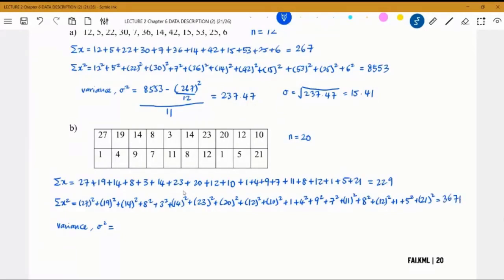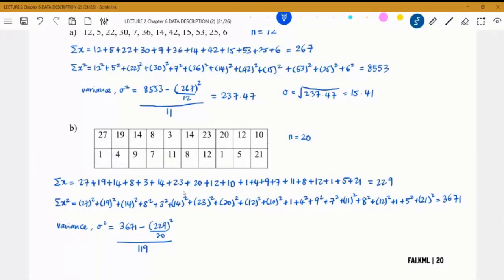Make sure key in value betul. Salah key in habis. Okay. So the value for summation x square will be 3671. So directly substitute into the formula where we have it 3671 minus 229 square, the whole thing divided by 20. And then here we have it 119.